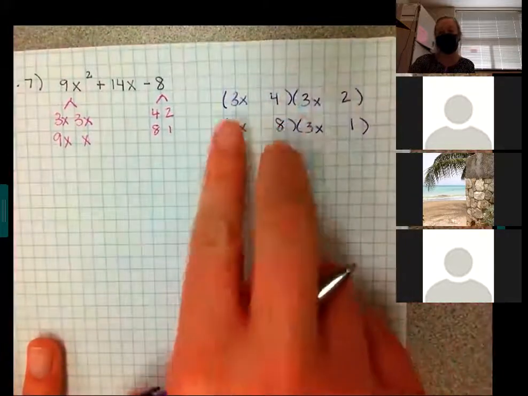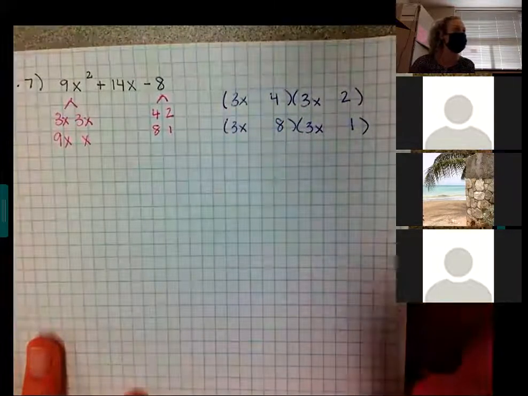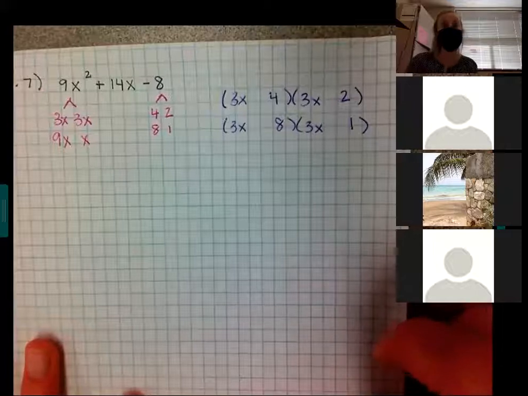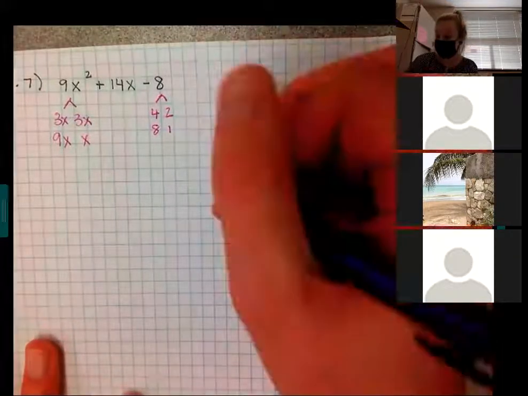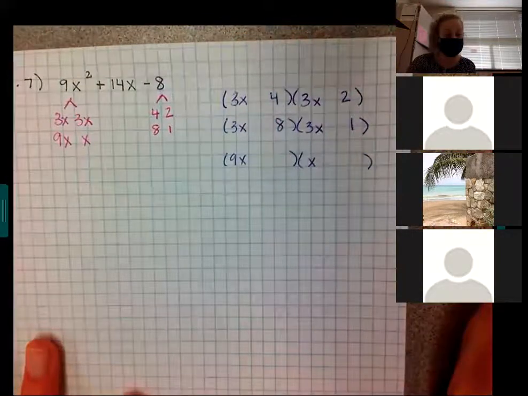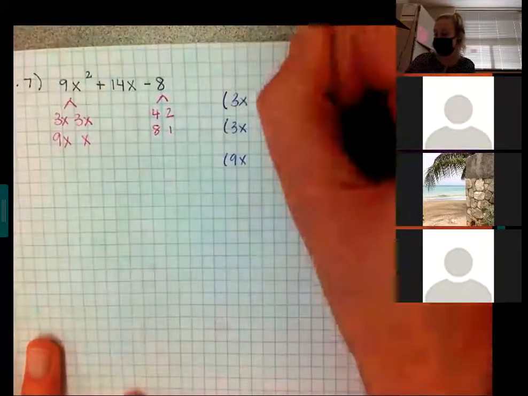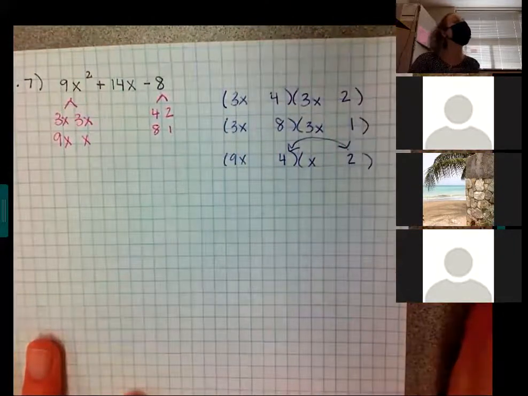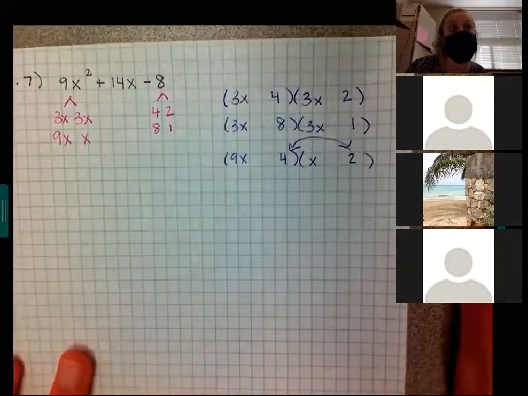You don't need to switch the order because there's 3 X's in front of each one. So it's going to be the same. If that doesn't work, then what should you try? 9X and X. And what would you want to try next? Go back to the 4 and 2. And then you can switch these around if you need to. And then if that doesn't work, what are you going to try? 9X and X and 8 and 1.